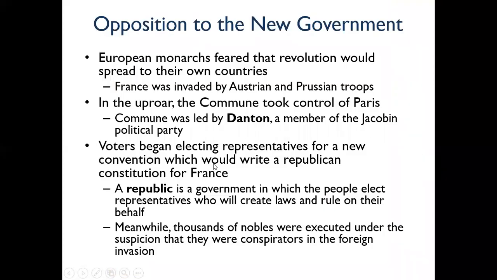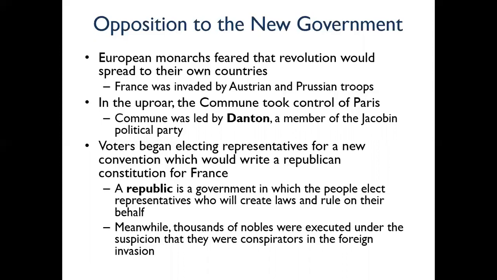Now, opposition to the new government. The European monarchs feared that revolution would spread to their own countries. That means when any other country is doing revolutions and trying to bring independence and a new government, the other countries' monarchs also started fearing that if France is doing all these things and if our citizens come to know about it, they will also start this type of revolution, and then we will also lose our powers. So the European monarchs started fearing that the revolution would spread to their own countries also.